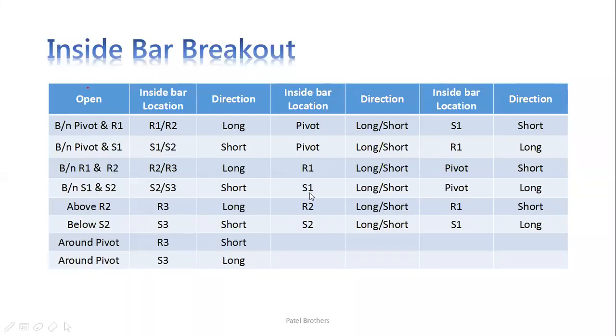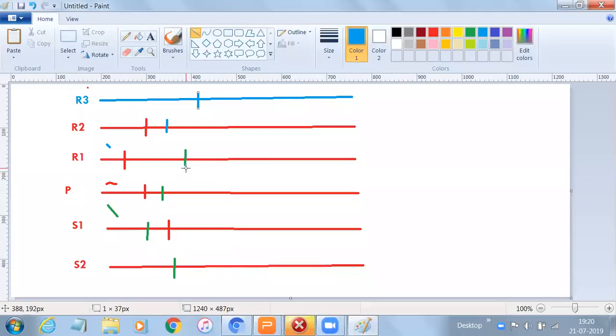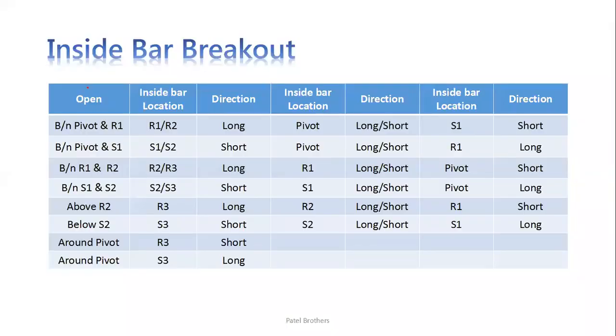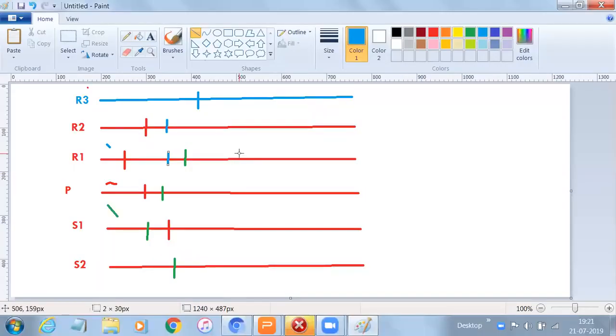Then if it is forming at the R1, so suppose the inside bar is formed here in this case, we'll go for both sides. Whichever side it is triggering, that side we'll trade. If it is triggering buy, we'll take a buy trade. Otherwise, we will take a sell trade if it is triggering the sell side. And at the pivot, after opening here, if it is forming an inside bar here, then we'll be going only for the short. We'll not look for the long here. We'll go only for the short signal.